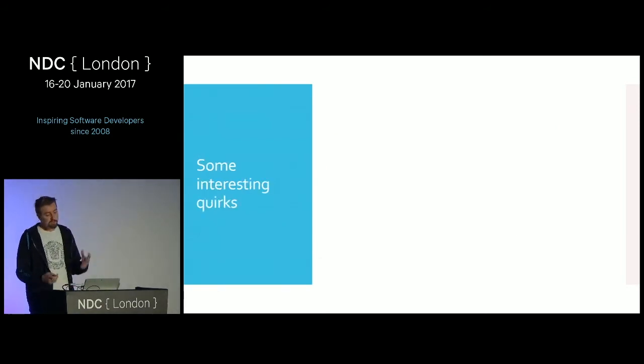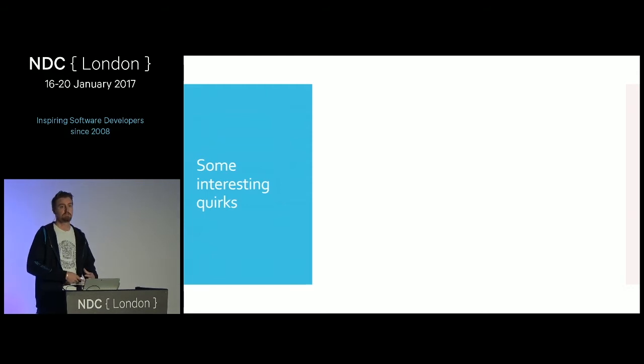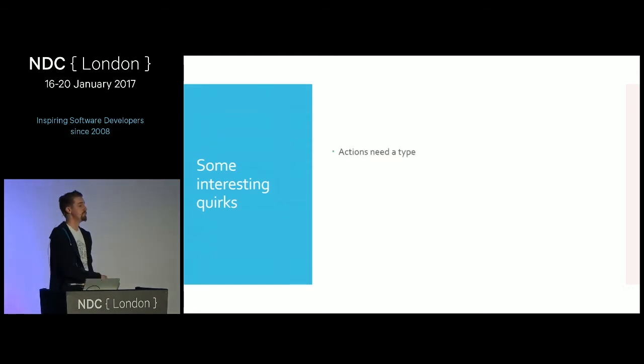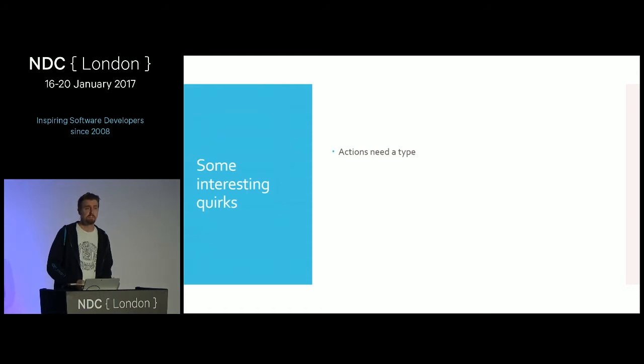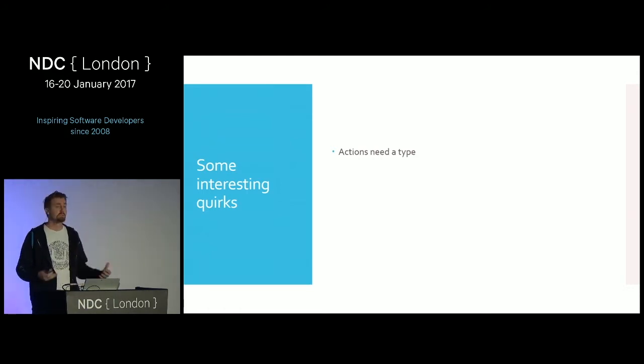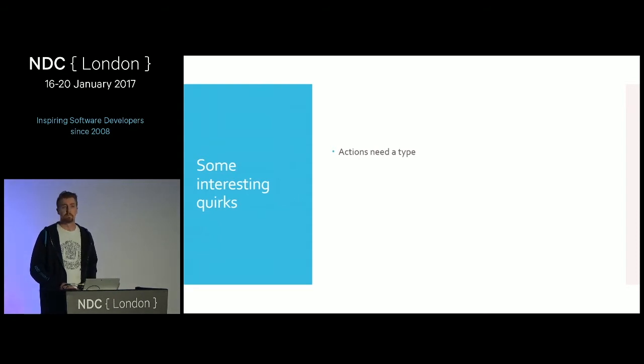So there are some interesting quirks about the way the Redux architecture works. An action needs to have a type, as I said before. Now, this is a little bit problematic inside of JavaScript because we need some way of being able to identify different kinds of actions, and we have a very simplistic type system. The easiest way to do that is just a property on the object that we're passing around, the type property that we saw before.